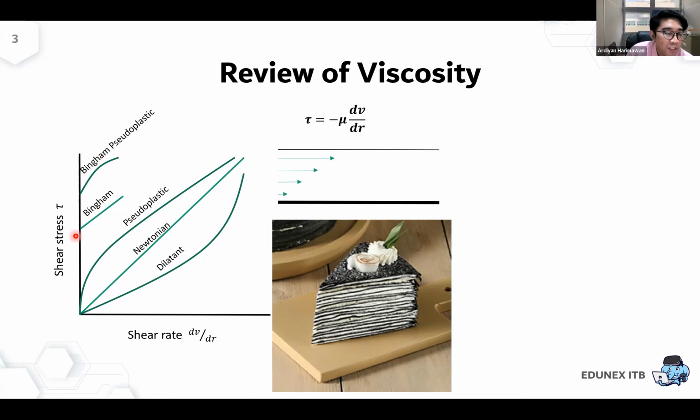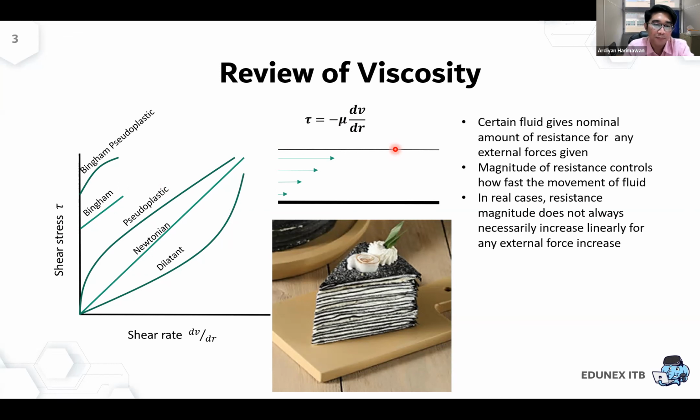For the Bingham, the difference is it doesn't start from zero shear stress. You need to apply higher shear stress. It means you need to apply higher force so that the fluid can move. Okay, any question until this part?